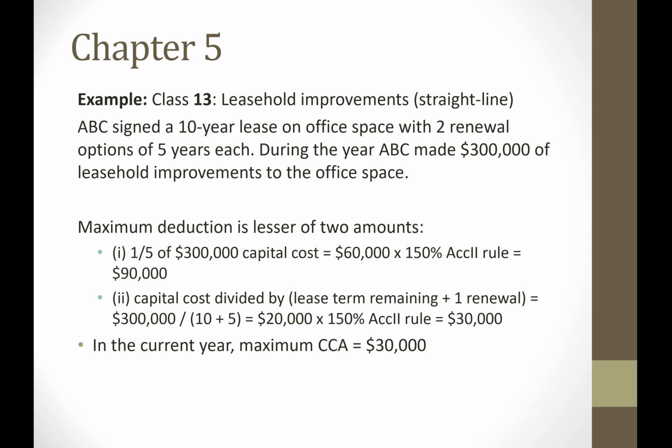Now remember, this is straight line. So going forward, we get to take $20,000. Remember, the maximum is the lesser of the 2 amounts, $60,000 and $20,000. So we get to take $20,000 a year, except in that very first year, we get that enhancement because of the accelerated investment incentive. So that's an example of how Class 13 works.